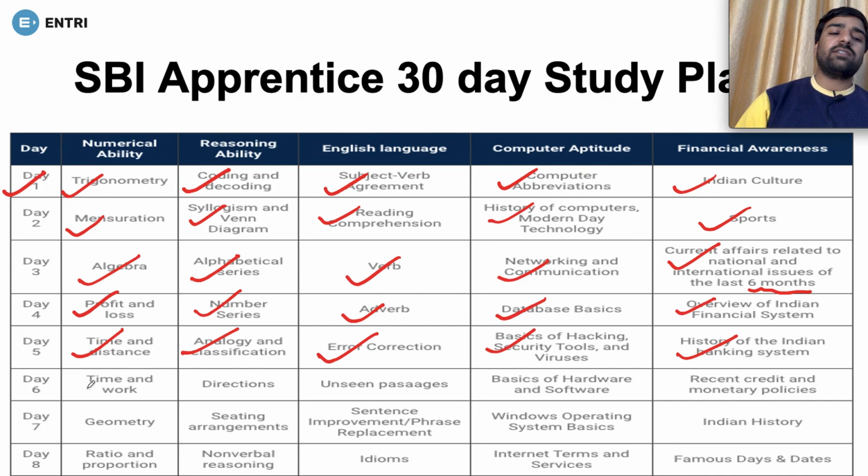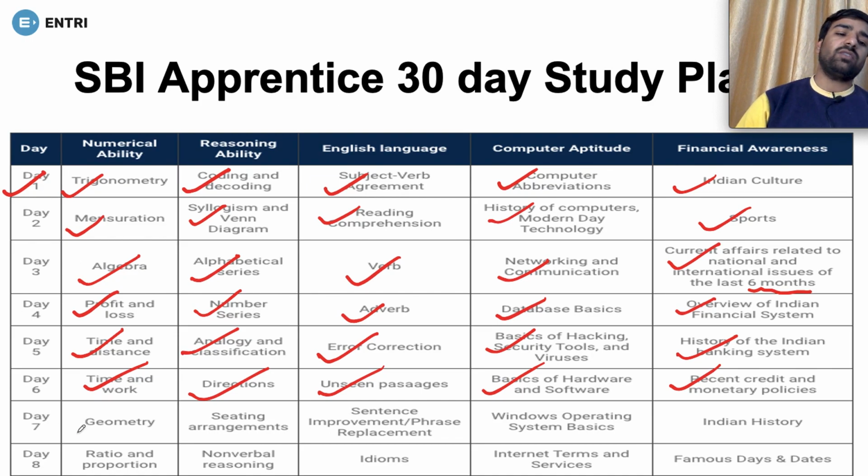On day 6, you can go with time and work from numerical ability and directions from the reasoning part. From English, go with unseen passages. From computer, go with basics of hardware and software. And from financial awareness, you must go for recent credit and monetary policies.